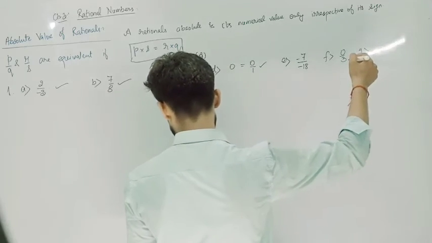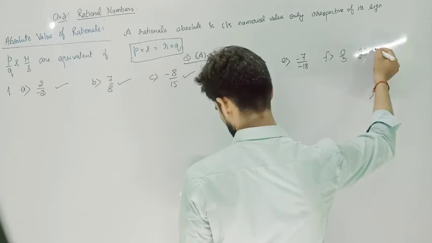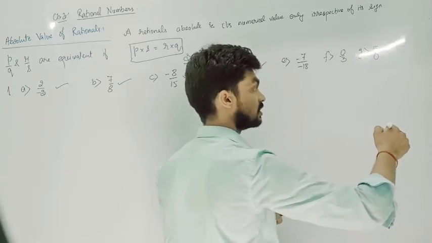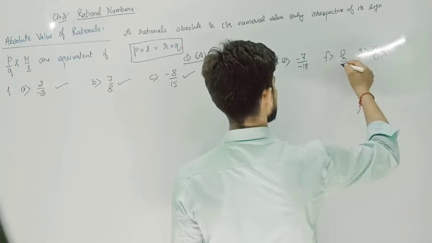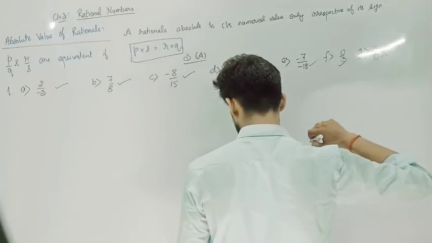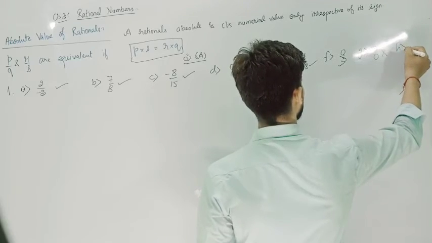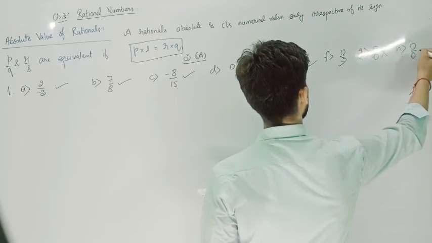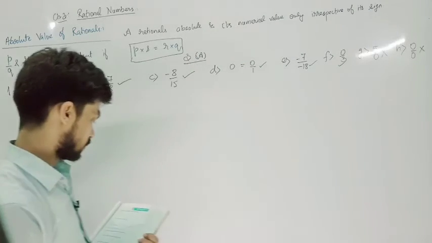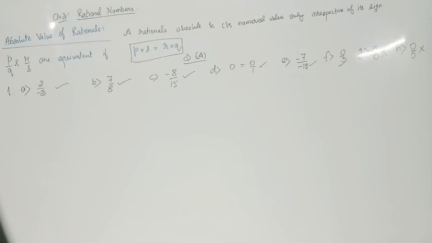G, 5 by 0. Will this be a rational number? No, it is not a rational number. Why? Because it should not contain 0 as a denominator. H is also not a rational number. 0 by 0 is not a number either. So this is the meaning of the first one.